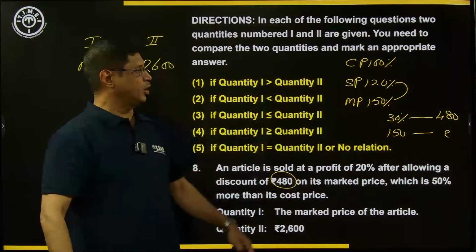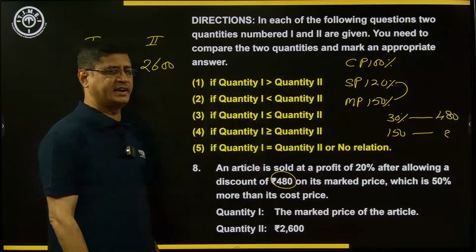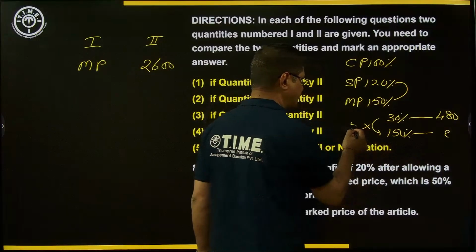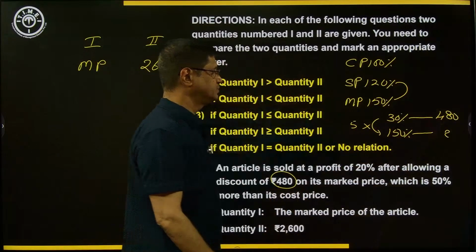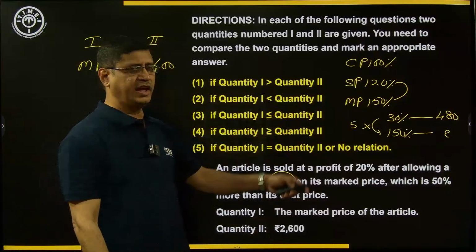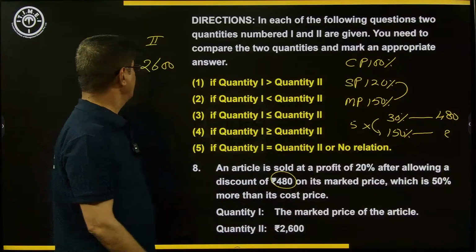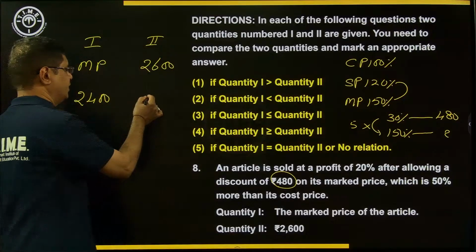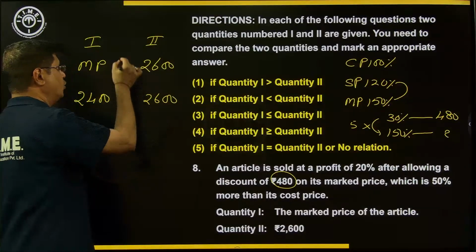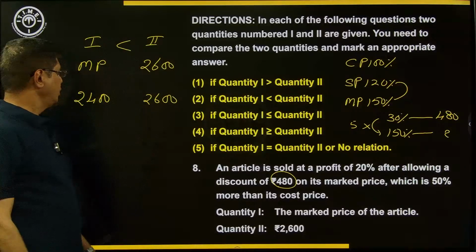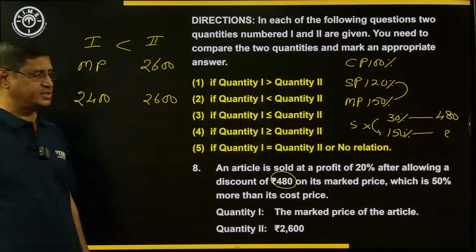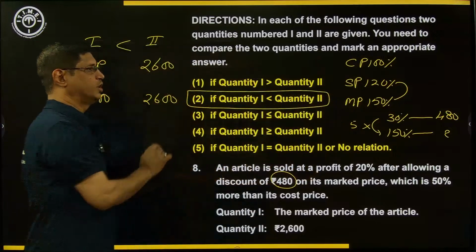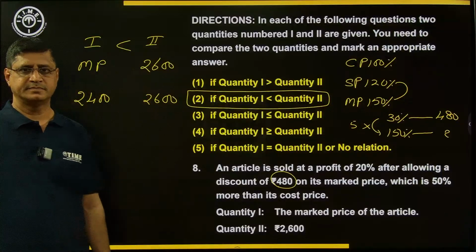Now, 30 is becoming how many times here? 30 is becoming 5 times. 30 into 5 is equal to 150. So 5 times of 480, that is 2400. Here, 2600. How are these two related? 2400 is less than 2600. Now the answer choice: option 2, the second choice is the right answer. Okay.